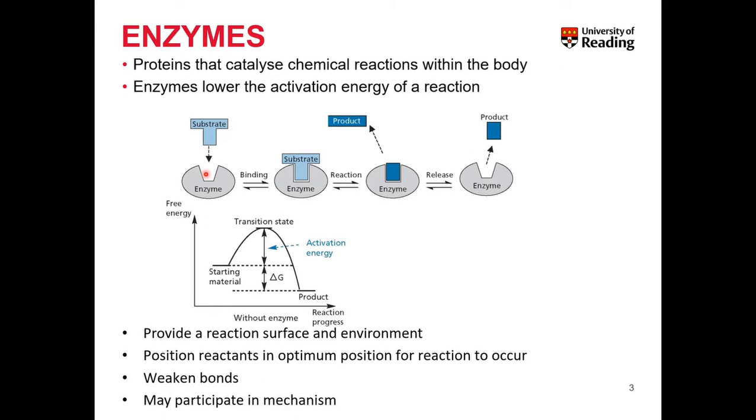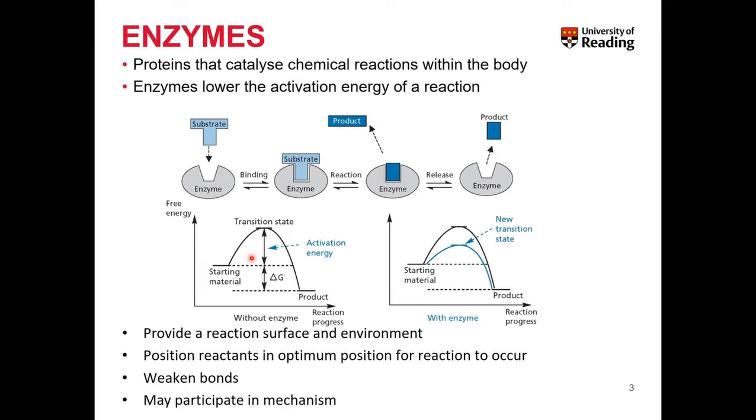Now the way in which a chemical reaction happens, and this is just a diagram of a chemical reaction, is that you have a starting material, then you have an energy barrier that must be overcome in order to be able to produce your final product. Now this energy barrier, which can be visualized here, is called the activation energy. And it's the energy that the system must be provided with to enable that chemical reaction to occur.